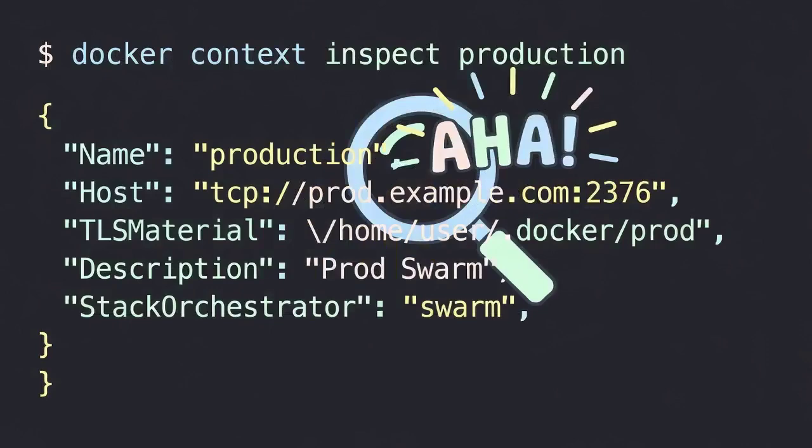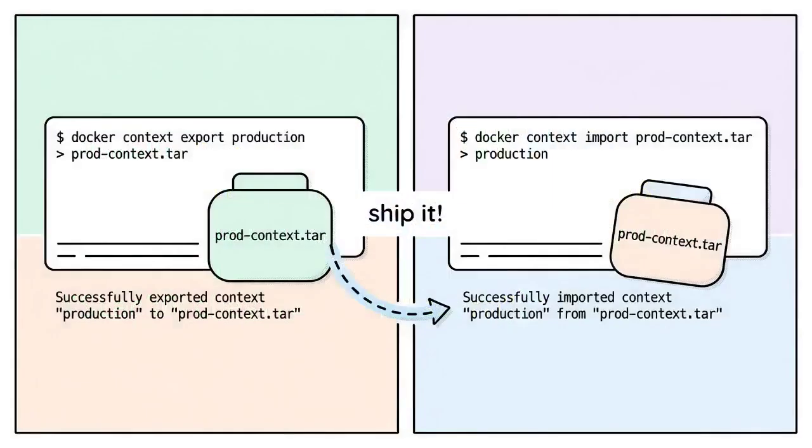Docker context inspect reveals the full JSON behind any context, host, TLS paths, metadata, so you can verify what is actually configured before you ship a container to the wrong cluster. Export and import turn contexts into portable artifacts. Export writes a tarball, import loads it on another machine. Perfect for sharing a staging endpoint with a teammate, seeding CI runners, or syncing production credentials across your ops team.